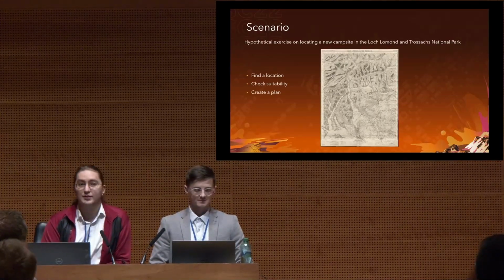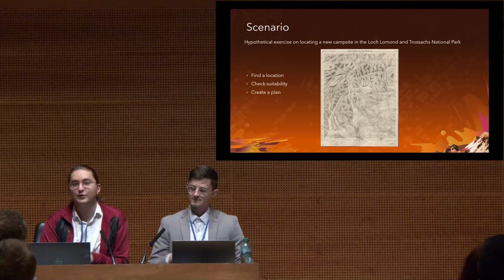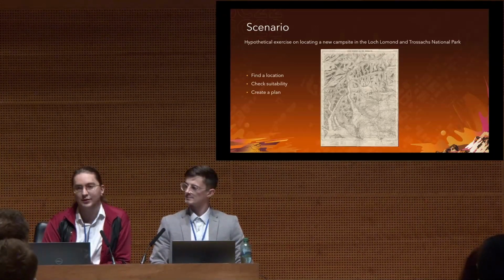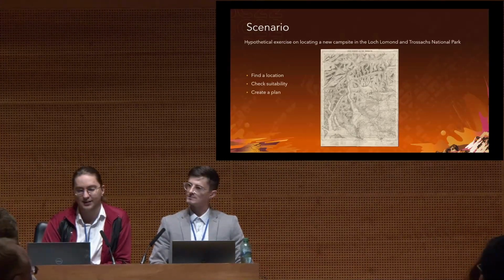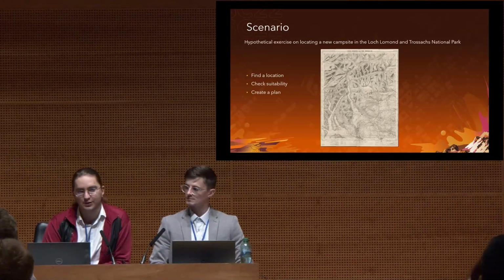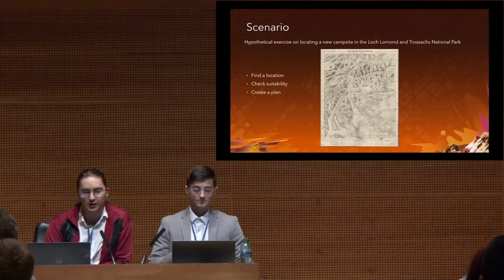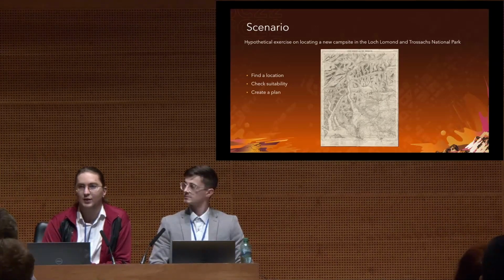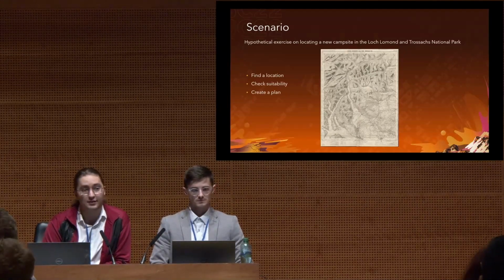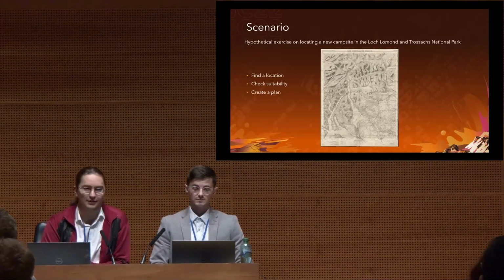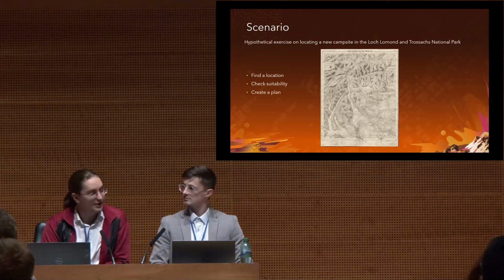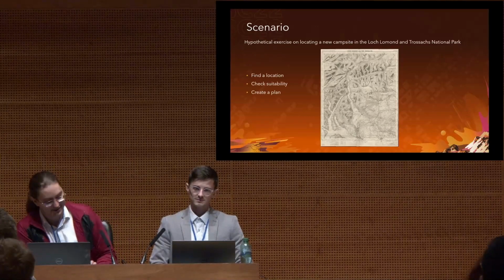And helping us through today will be a scenario, which I have to preface is hypothetical and simplified. The idea is that if there was a desire to create a new campsite in the Loch Lomond and Trossachs National Park, how would we do it using the tools that we have? Well, first of all, we need to find the location for it, which is somewhere near where people actually want to go. Then we need to check the suitability of that site regarding access, land cover, and angles of the land. And then we need to create a plan. So I'll pass over to Ewan, and he'll start taking us through it.